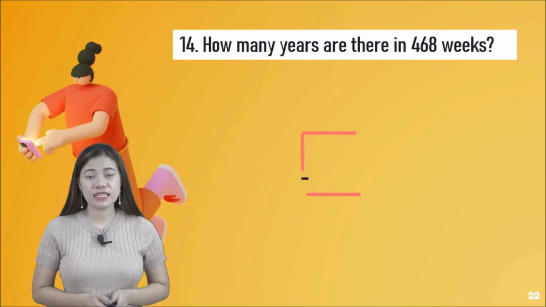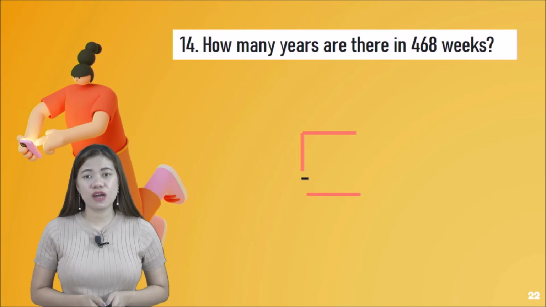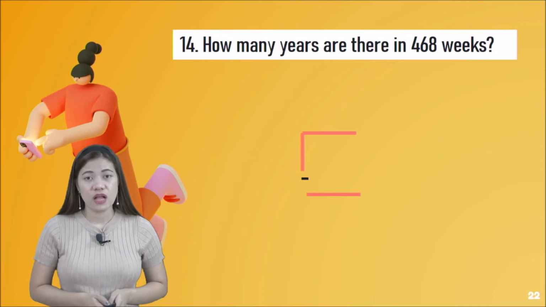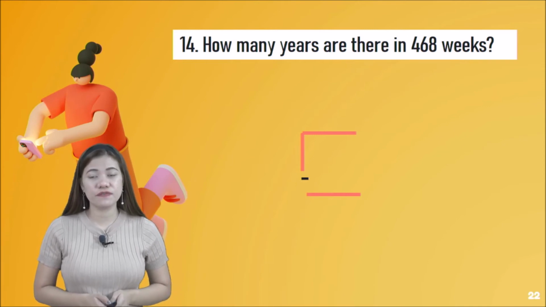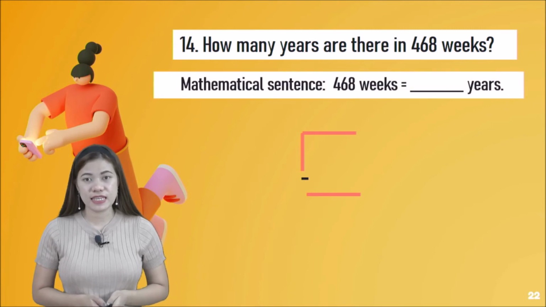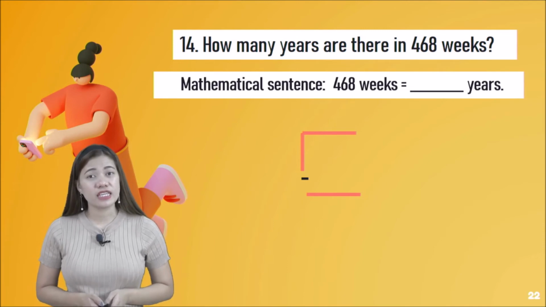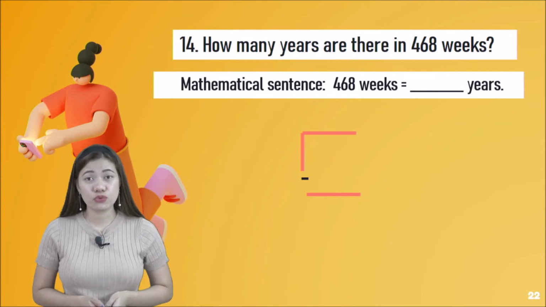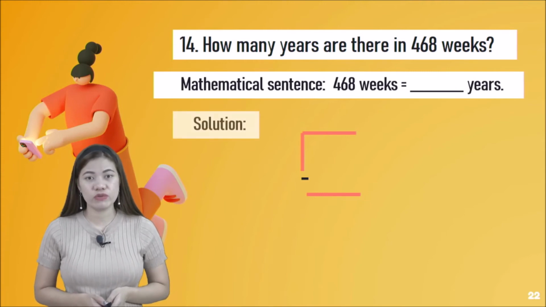And then for the last example, how many years are there in 468 weeks? So here's our mathematical sentence. 468 weeks is equal to blank years. Again, kids, how many weeks do we have in 1 year? We have 52 weeks. Okay, so we will just divide it.